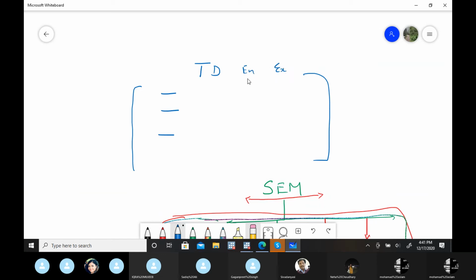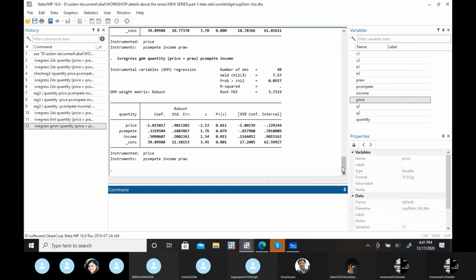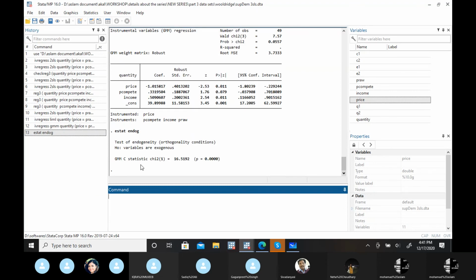Although we also did this Hausman test, right? Of endogeneity or simultaneous specification error test. With that, you can find out, if you have any doubt about endogeneity in any of the variables, you can run this test, the Hausman test. Or after this instrumental variable regression, you can just run estat endogenous, the endogeneity test. Whichever variable you have, it will tell you whether there are endogenous variables or not.